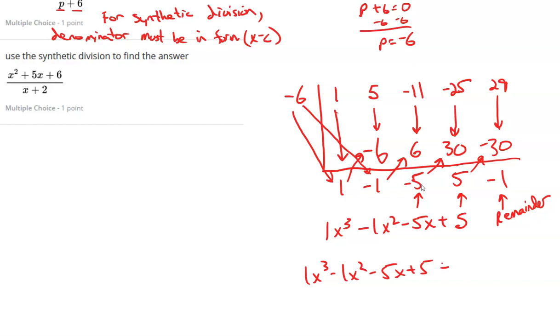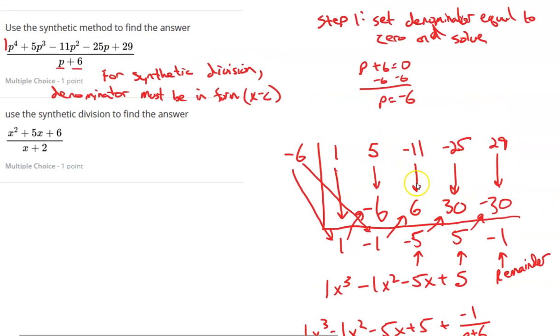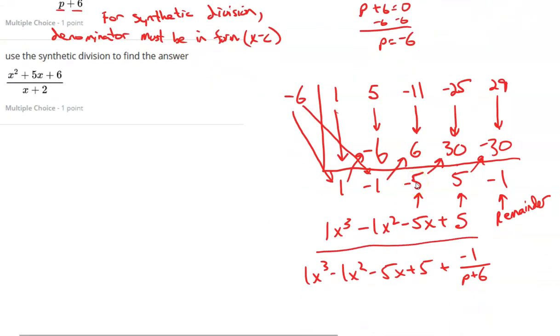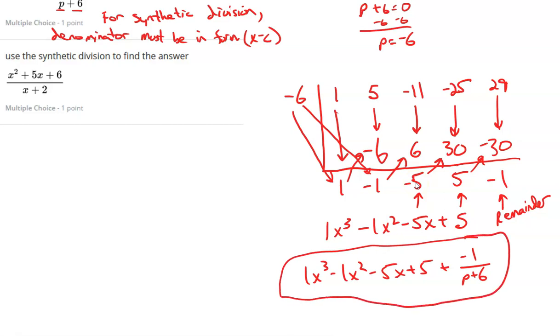And then the remainder, remember you put plus negative 1 over p plus 6. And so that would be our final answer. Remember that last term is always the remainder, and then you go up from there: number, x, x squared, x cubed. Actually, these were supposed to be p's. It doesn't really matter, but let me put p's in instead of x's right there. So it's 1p cubed minus 1p squared minus 5p plus 5 plus negative 1 over p plus 6.